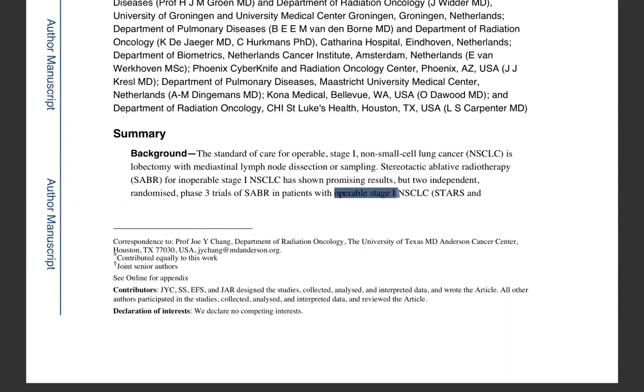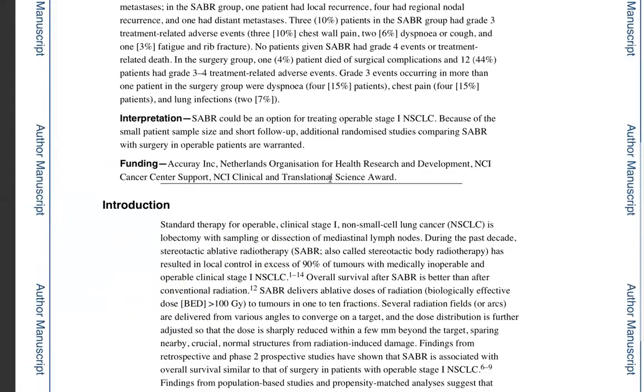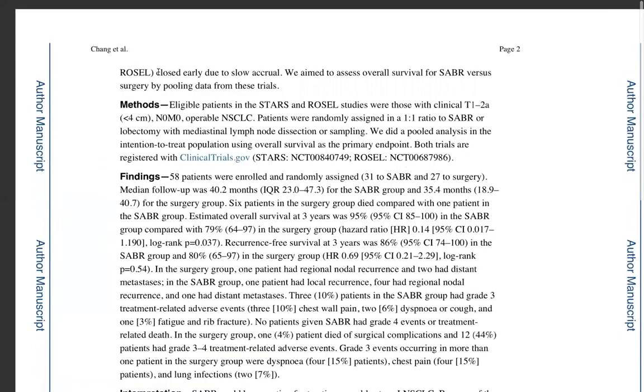Again, how did they get an operable patient to go with no surgery? Is it ethically acceptable to actually put an operable stage 1 cancer into a STARS trial like this? I mean, if this happened in the UK, they would be shot. They would lose their registration.